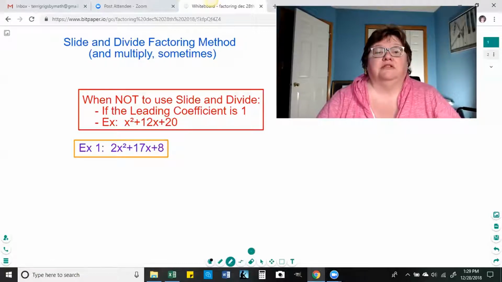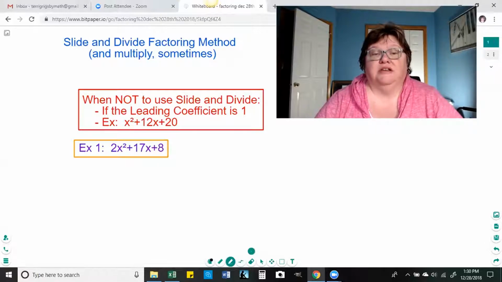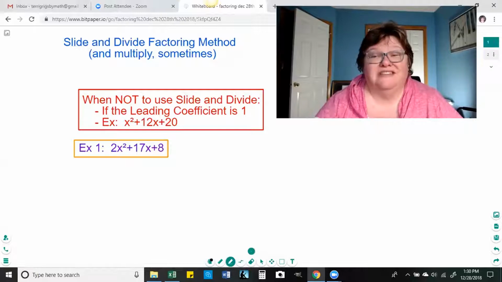But before I start, this red box is really important. When not to use slide and divide: if the leading coefficient is 1, because you just don't need this method if the leading coefficient is 1. You can just do it the regular old way.